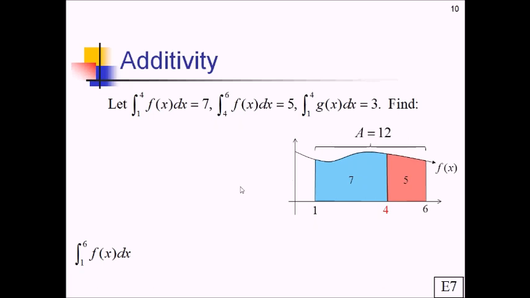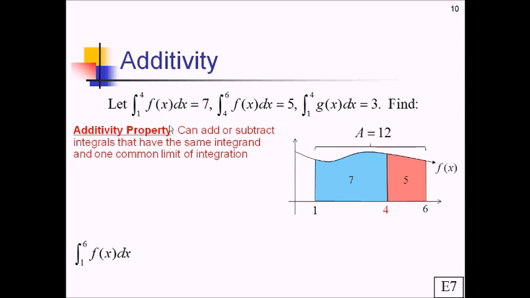Now how can we come up with that more algebraically? So algebraically what's going on here is something called the additivity property, which says that you can add or subtract integrals that have the same integrand, so they both have the f function here, and they have one limit in common. For example, these two areas share this limit of integration here, this 4 right here.